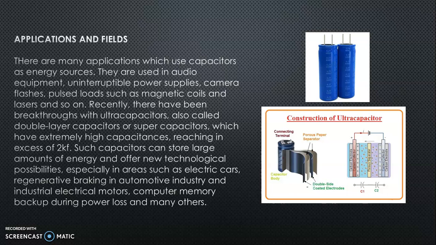Such capacitors can store large amounts of energy and offer new technological possibilities, especially in areas such as electric cars, regenerative braking in the automotive industry and industrial electrical motors, computer memory backup during power loss, and many others. As we can see in the figure, the construction of ultracapacitors.